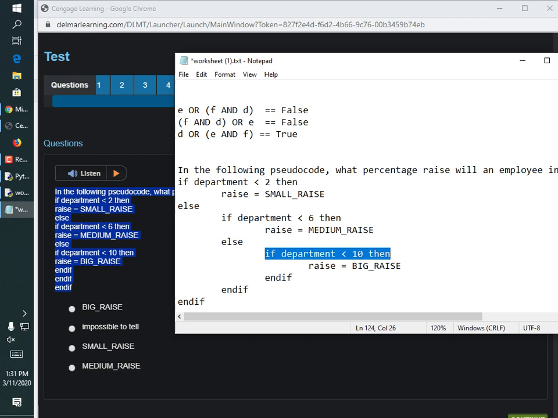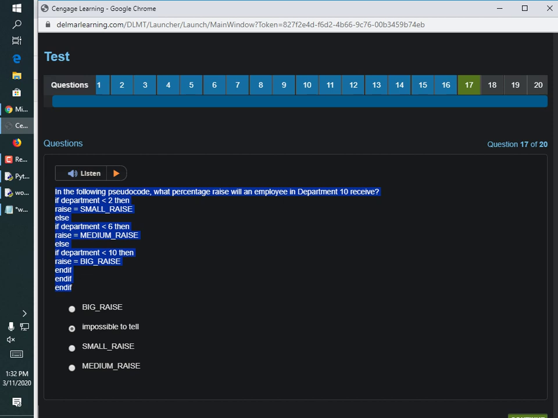Impossible to tell. They didn't get a raise. I've worked it out in my head, and then I worked it out with y'all. I'm not liking "impossible to tell." According to this, they just don't get one. But we know we've ruled out the other ones. All right.